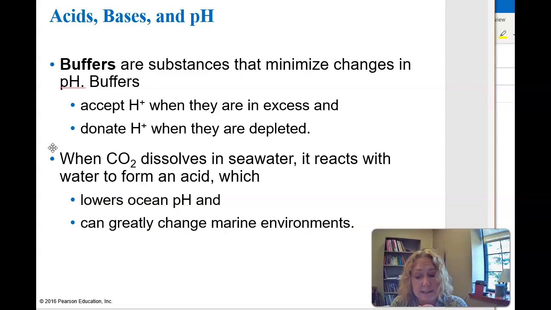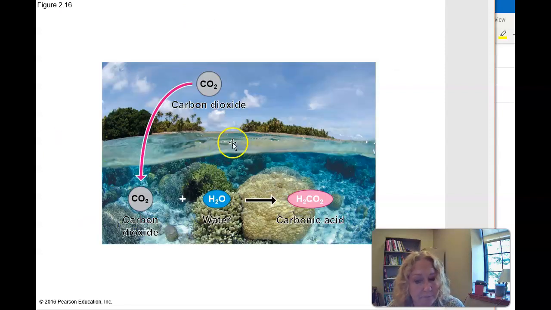When CO2 dissolves in seawater, it reacts with water to form an acid. This lowers the ocean pH and it greatly changes marine environments. Acid rain. This is where we get acid rain from. The CO2 in the water forms an acid. So too much CO2 forms acid rain. So in very large cities or downtown in St. Louis, you will see things that have been corroded from the acid rain. It's because there's a lot of CO2 from cars, from humans, and that mixes with the water coming down in rain and gives you acid rain.